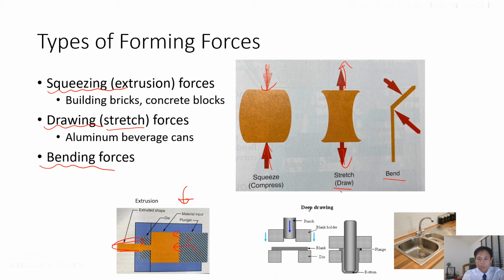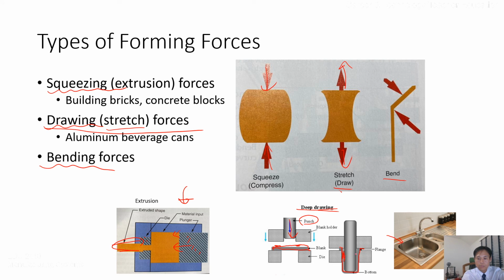And then the second example is drawing, the stretch. It's deep drawing. Deep drawing is a very common, very popular method. This deep drawing method creates this kind of sink or aluminum can. This example shows the aluminum can. You start from an aluminum sheet, and then with a punch, you push down, and that stretches this part. This part is stretched, so it makes this shape.